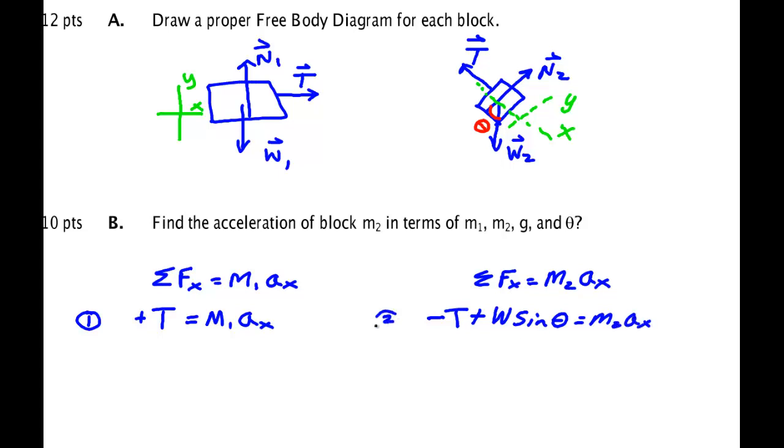That's equation 2. Now the fastest way to solve for A is to add the two equations together, because by the third law, one of these positive T's, which is an interaction force between the two objects, is going to be canceled by the opposite reaction force, the minus T. So add 1 plus 2. T minus T is 0 plus W sine theta.